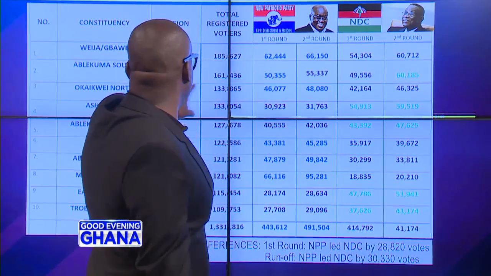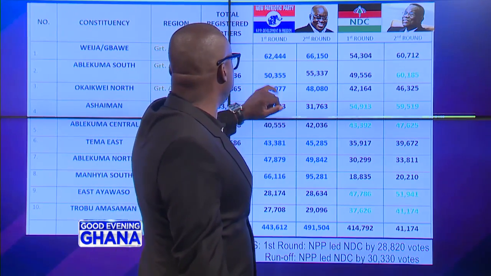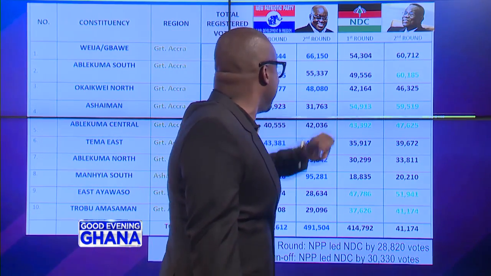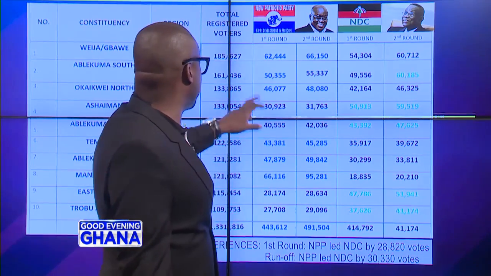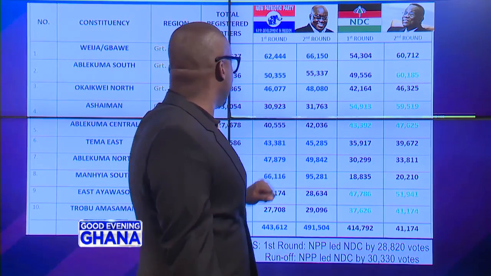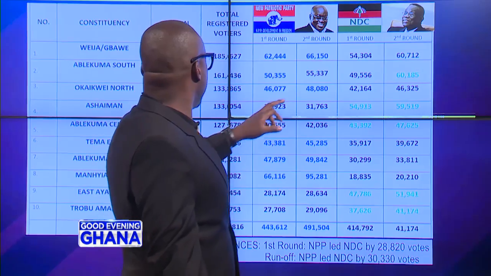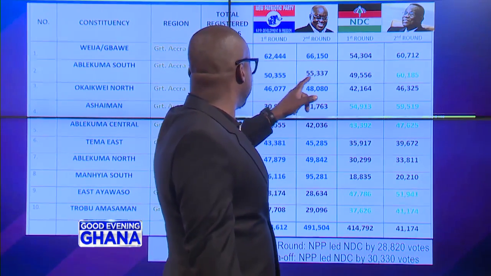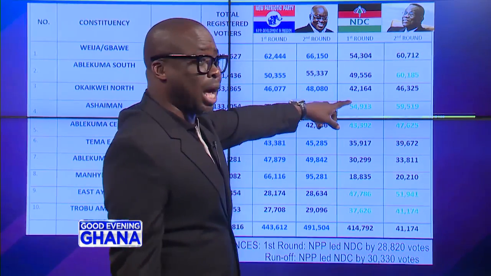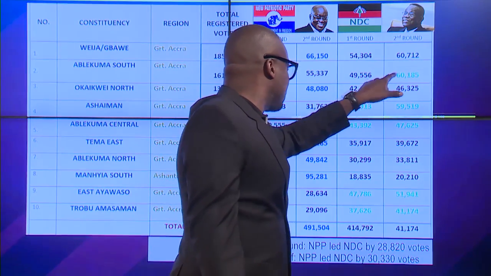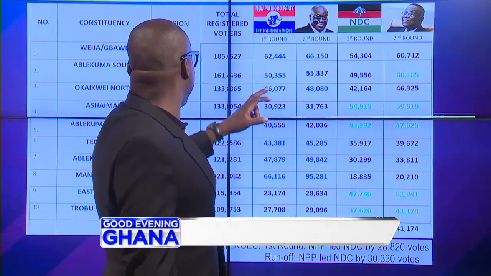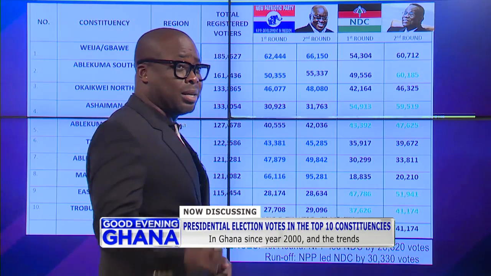In the first round in Abilikuma South, Akufo-Addo is getting 50,000. Professor Mills is getting 49,000. Very, very close in the first round. In the second round, however, Akufo-Addo is increasing his votes. He gets 55,000. And guess what happens? Professor Mills goes further to 60,000. So Professor Mills edges it on Akufo-Addo in Abilikuma South in the second round.